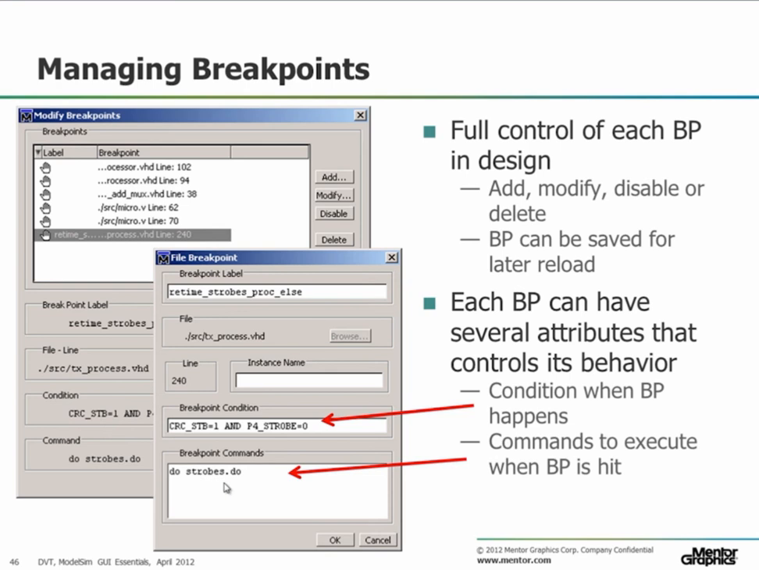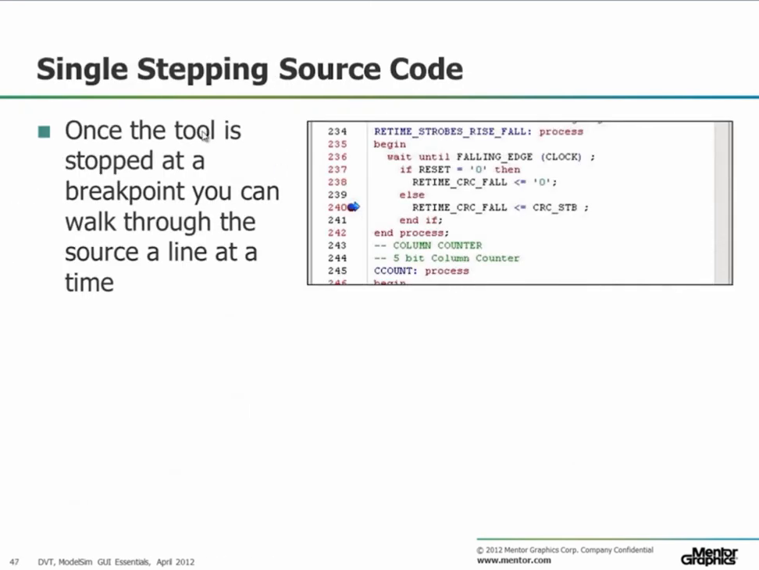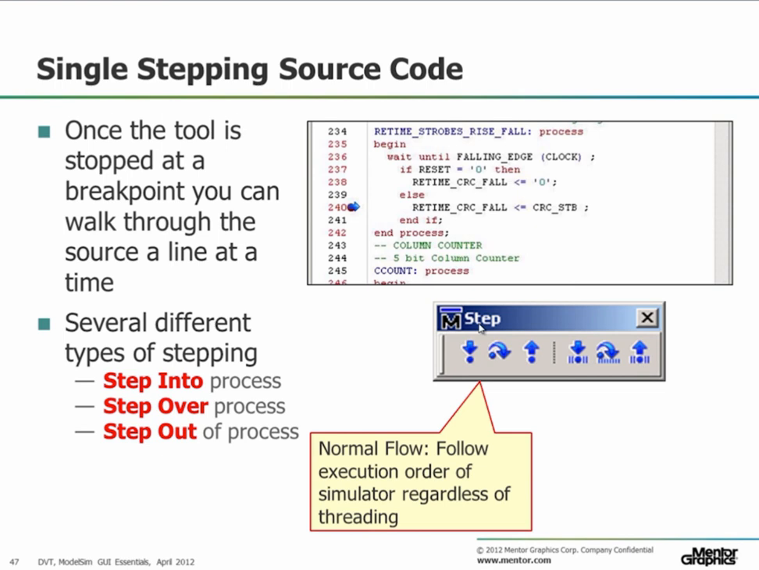And then when that breakpoint is hit, I can actually run a do file. I can run a Tcl script. I can take actions based on hitting a breakpoint. So that's kind of an interesting thing there. Once I've hit a breakpoint, now I might want to single step through my code. So this is my step menu, and it has a couple of different types of steps.